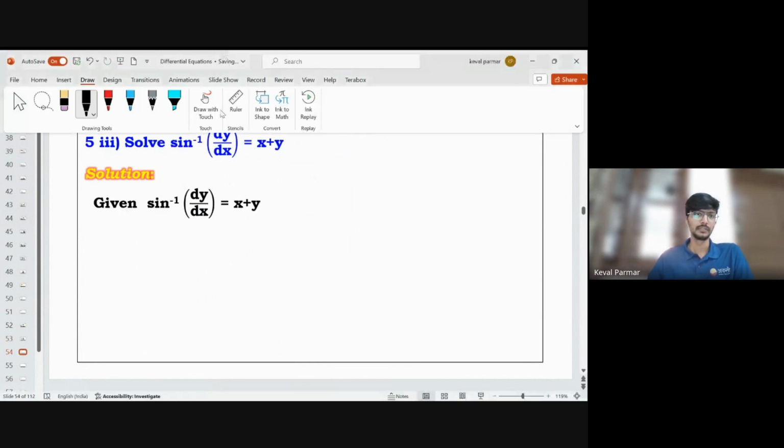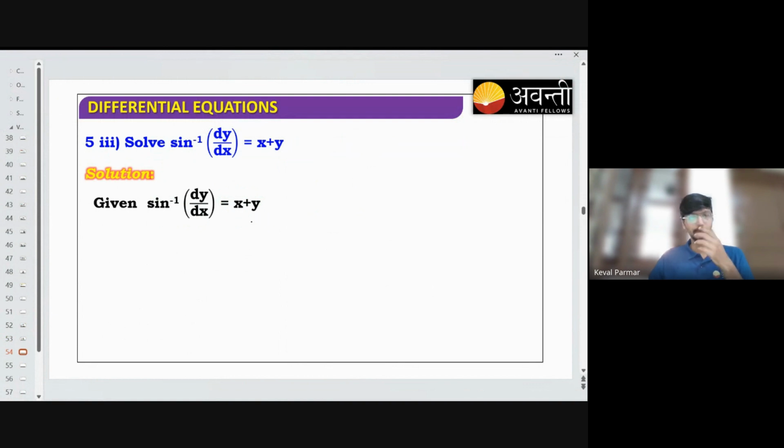This question. Given is this. So I told you, always make a habit of writing the differential equation as dy by dx is equals to some function. Dy by dx on one side, mostly on left hand side, is equals to some function. So here I need to get rid of sine inverse. Send sine inverse to the other side. So I'll get dy by dx is equals to sine of x plus y. This is the third case.